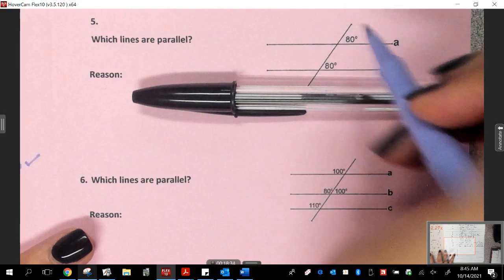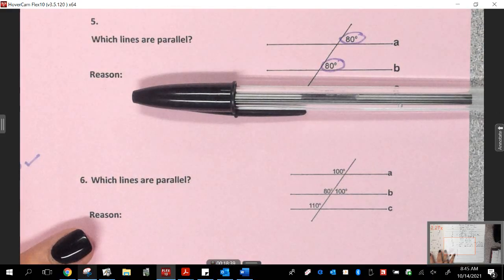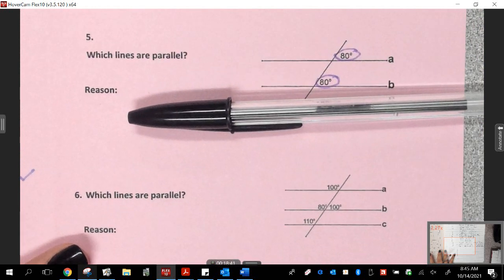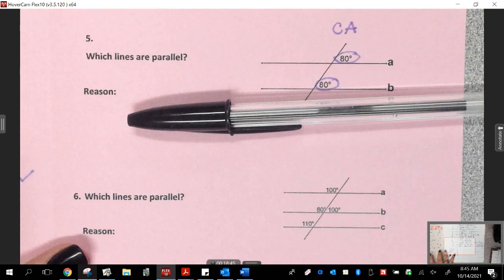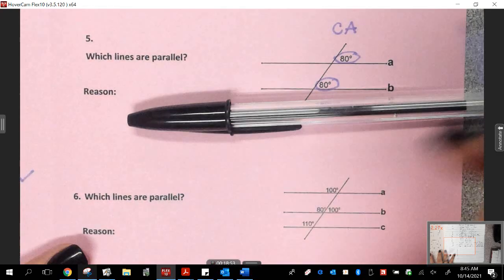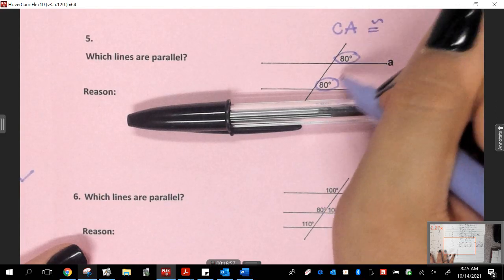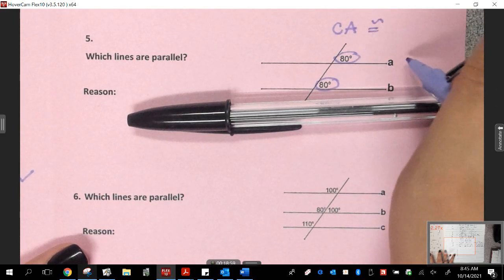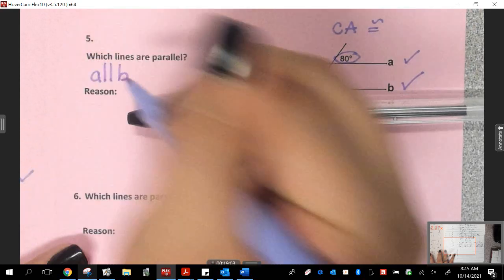All right. What vocabulary do I have for 80 and 80? CA. They're on the same side, one inside, one outside. Is CA congruent or supplementary? Are these the same? Yes. So A is parallel to B.